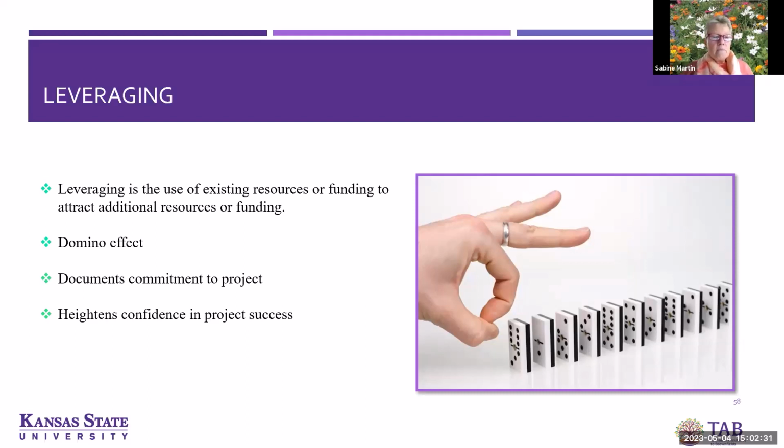If you have some money already, obviously it documents that you committed to the project, especially if it's your own money. And it heightens the confidence in project success, which funders want to see. Now, keep in mind, EPA grant funding is seed funding. It's very, very rare that you will be able to do a project from start to finish using an EPA grant. Usually you need to stitch together various funding sources.